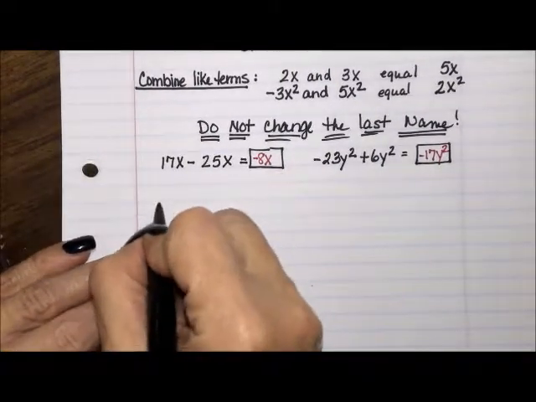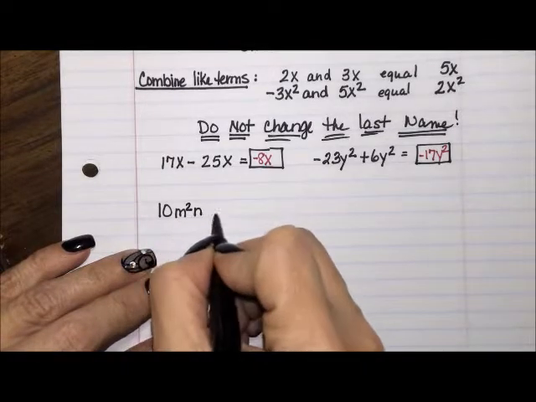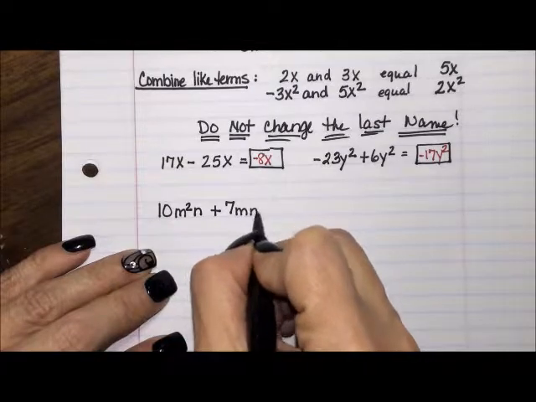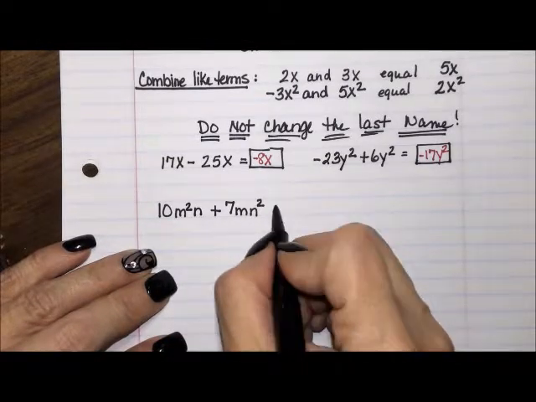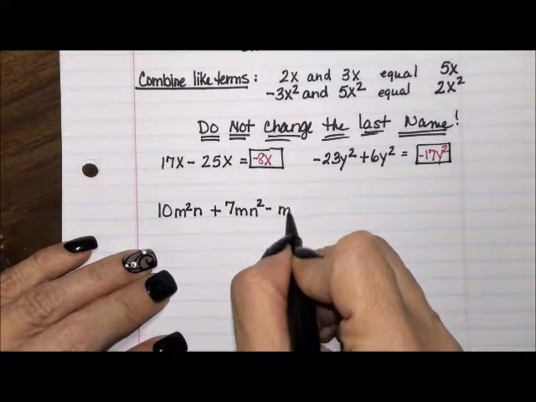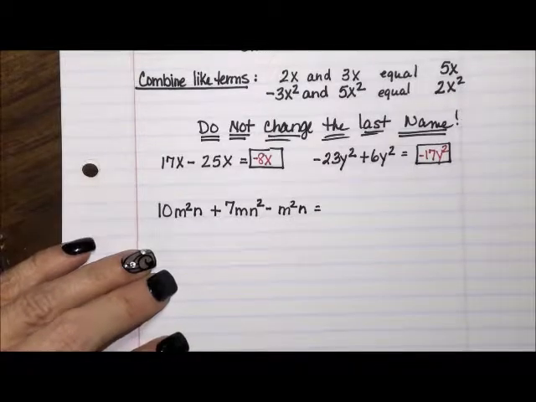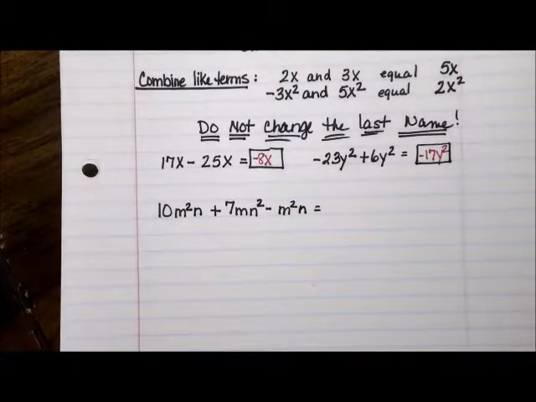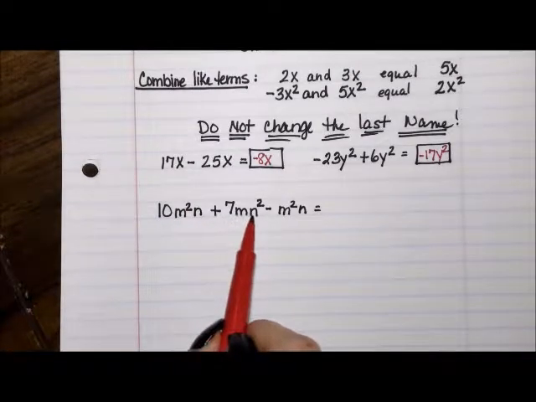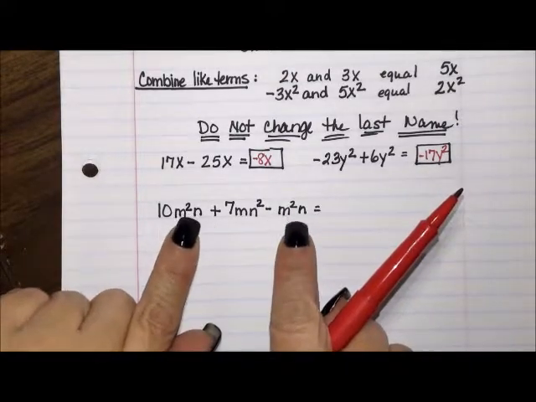All right, so here comes the hard one. 10m squared n plus 7mn squared. Right off the back, you're looking at that. Is that the same family? I'm trying to trip you, aren't I? What does this equal? Okay, so when I look at it, I want to look at family names. M squared n, mn squared. These are not the same family, but these two, these are.